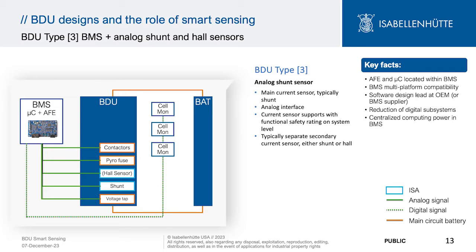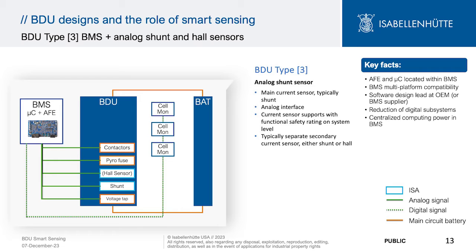In this third type of BDU design that we see, we would basically look at a completely analog BDU. So the shunt sensor and all the other sensing functions or signals from the BDU would be analog, which also means that the analog front end would be completely in the BMS system. In that case, the current sensing function here is reduced to a main current sensor, which is typically shunt-based and analog. So it would have an analog output signal.